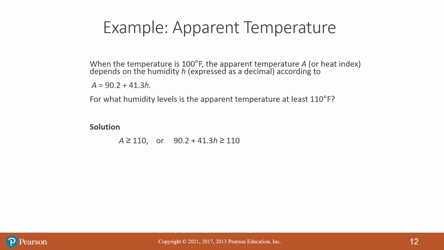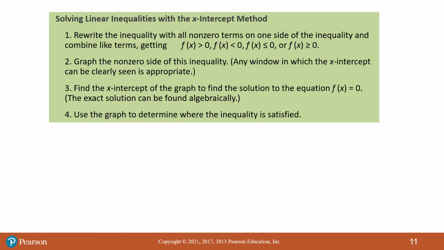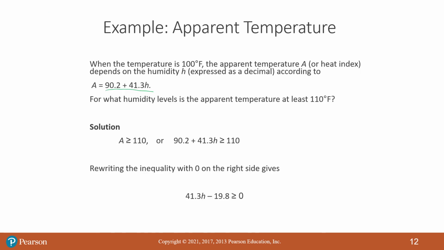Okay, so we need A, the apparent temperature, to be greater than or equal to 110, because this is "at least." Now we know the formula for A is 90.2 plus 41.3H. So I can substitute that in and say 90.2 plus 41.3H is greater than or equal to 110. Now, we're wanting to do this x-intercept method that we just talked about.